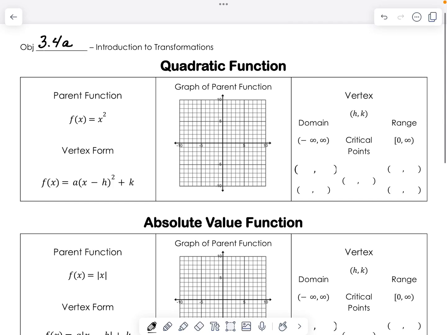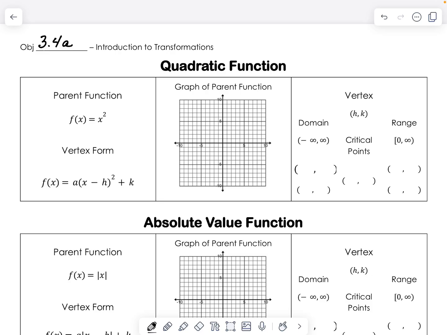In this video, I'm going to cover 3.4a, Introduction to Transformations. So we're going to learn transformations with quadratic and absolute value functions. The first thing I'm going to do is reintroduce you to the parent function. First, let's go over the quadratic function. f of x equals x squared. That's our function rule for our parent function.